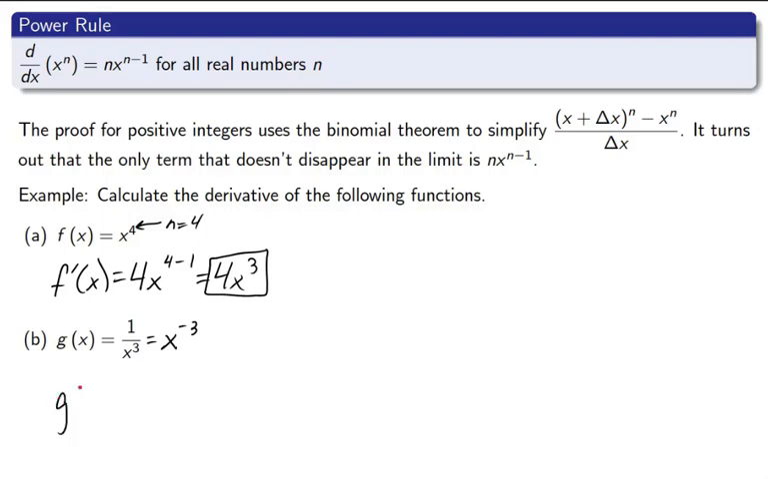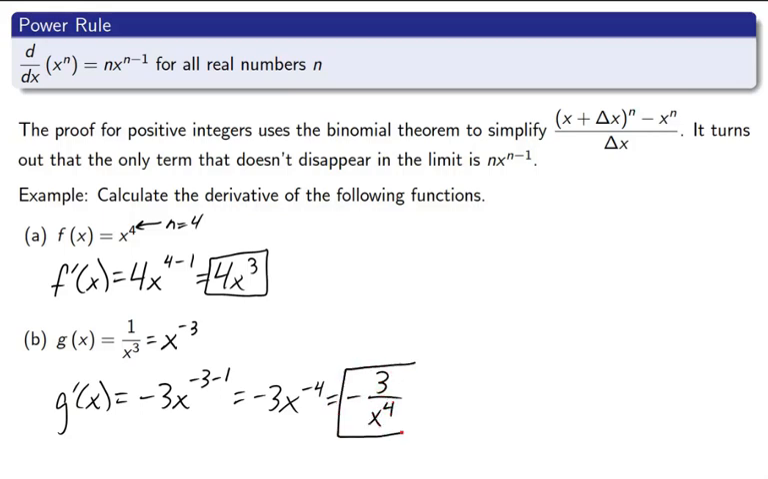With that said, g prime of x, the negative 3 is going to come in front, and we'll subtract 1 from the power. So every time you do this, just be a little bit careful on your subtraction. Negative 3 minus 1 is negative 4. So to write it back in the form the original one was, we put the negative 4 power back in the denominator.